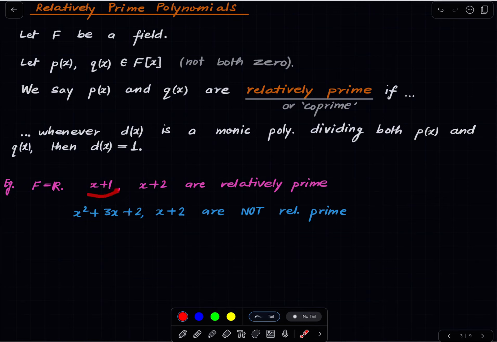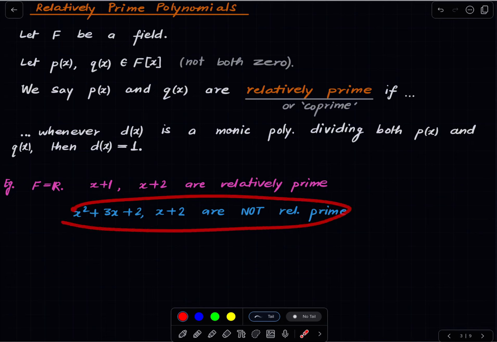If d(x) divides both of them, then d(x) also divides their difference. The difference of these two is 1. So if d(x) divides 1 and d(x) is monic, d(x) has to be equal to the polynomial 1. And these are not relatively prime. I'll leave you to figure that out.